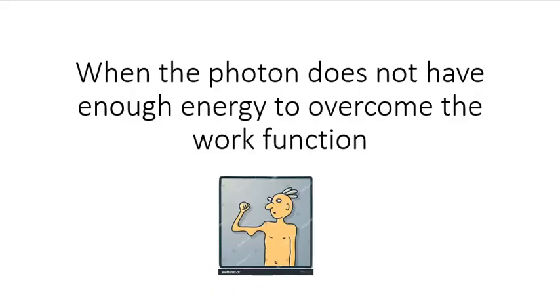This is dealing with when the photon does not have enough energy to overcome the work function, right? So the electron doesn't break free from the atom, but if it gained energy, it still has more energy than it did before. It just wasn't enough to break it free. So what happens in those cases? It's a fairly straightforward set of rules for this.